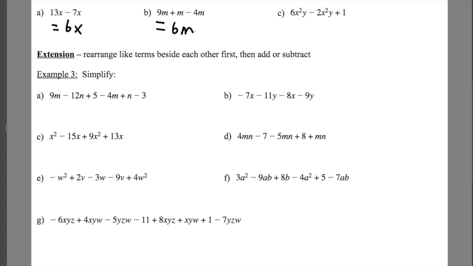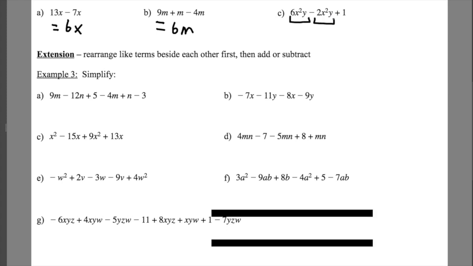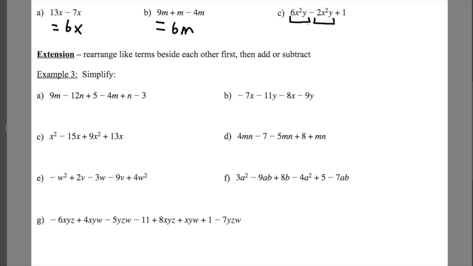For C, you have 6x squared y minus 2x squared y plus 1. So in this case, only these two are like terms. The 1 is not a like term with the rest. So in this case, you're going to get 4x squared y plus 1.